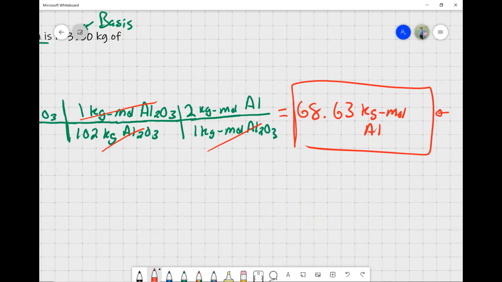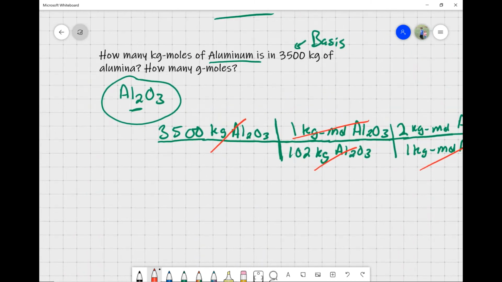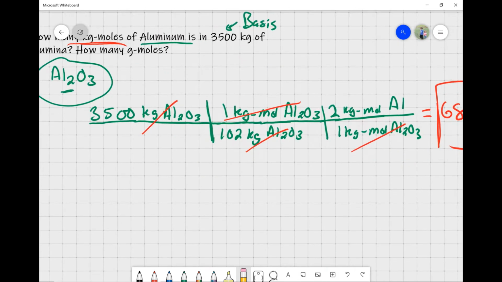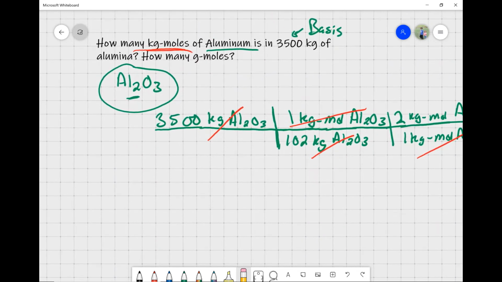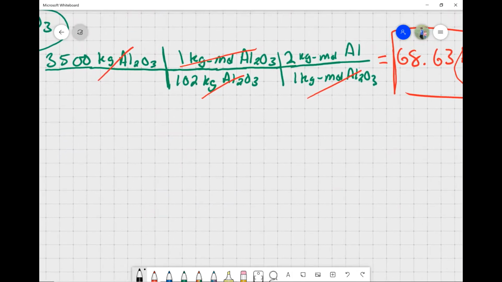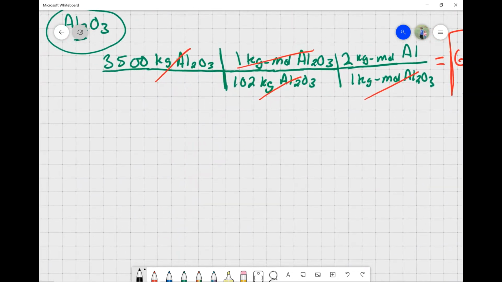Now we're in kilogram moles. We're not in gram moles. That was the first part that we were being asked for: how many kilogram moles are there? It's okay to leave your answer in kilogram moles. But now we have a second problem. I should have done A and B, but it's actually 2 problems. We want to know how many gram moles now, and that's pretty straightforward.